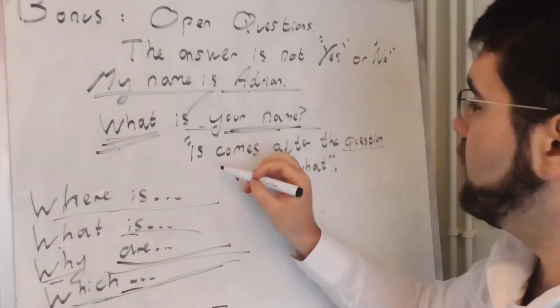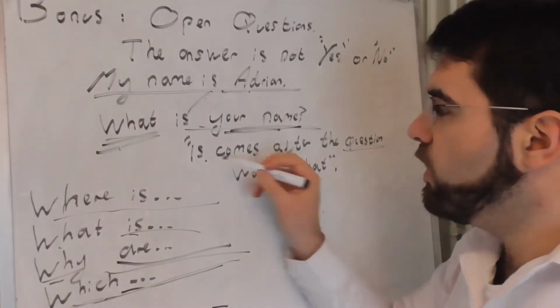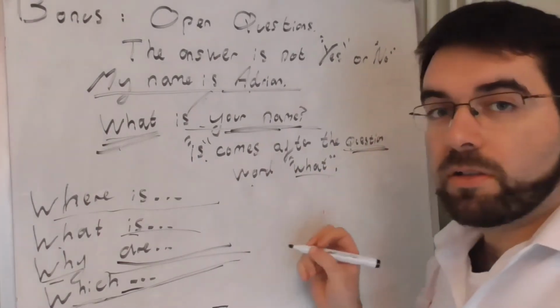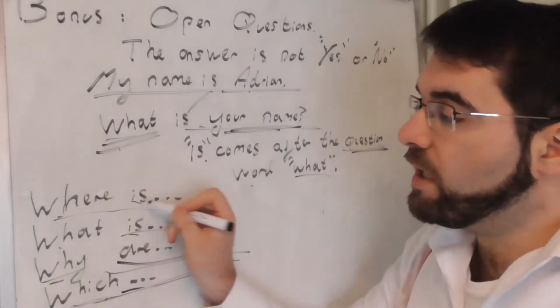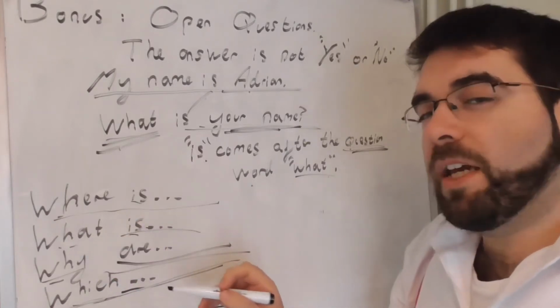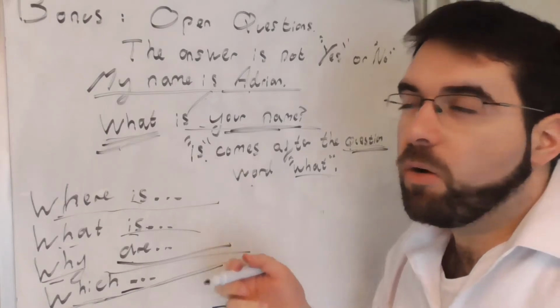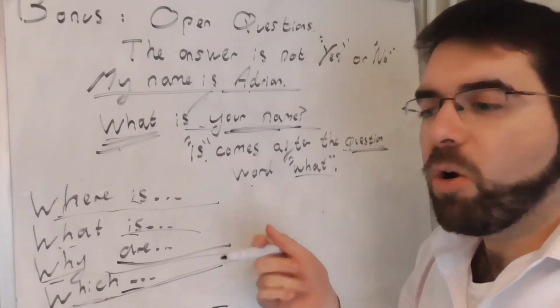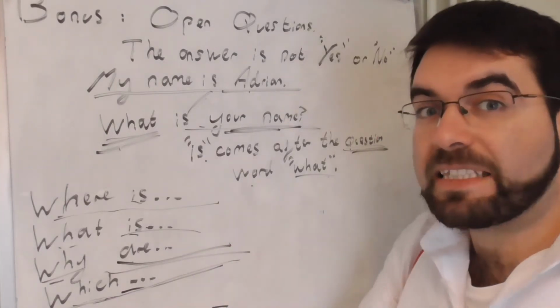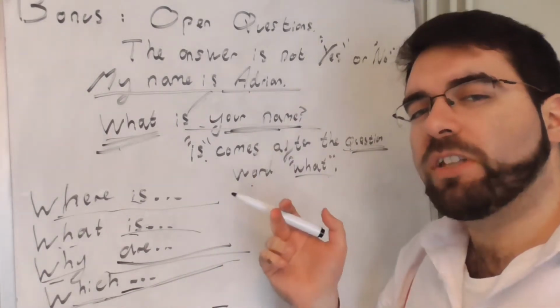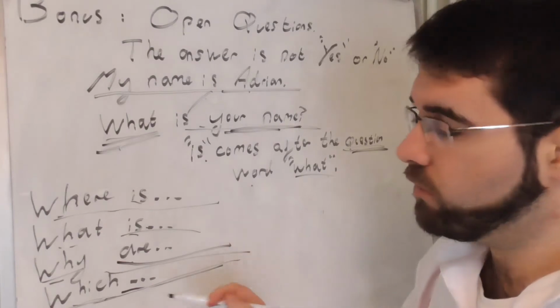We add is, which comes after the question word, what. So in this case, where is, what is. But we get a little more complicated. Why are. We wouldn't say why, yeah, actually we would. Why is this here? Why is that there? Why are you doing that? But that goes a little beyond this video, but nonetheless, it's worth knowing this stuff.